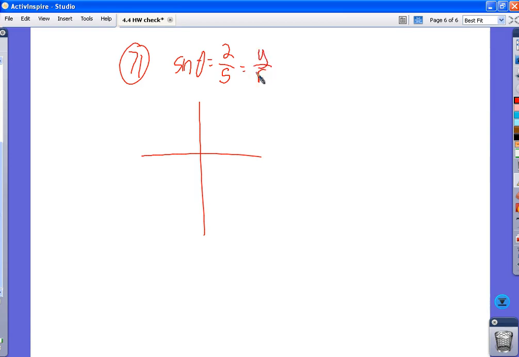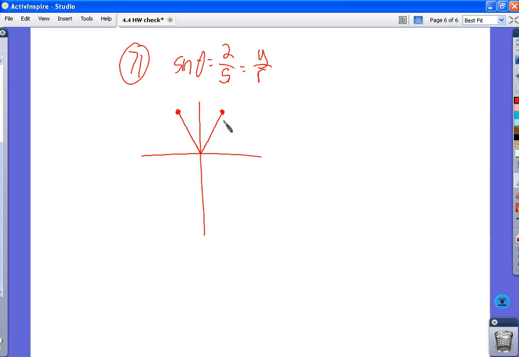So that would be positive? Is that what you said? Yeah, right? You can look at this as y over r. This could be an angle that has a y of 2 and an r of 5. So it could be something like that. Could also be something like that.